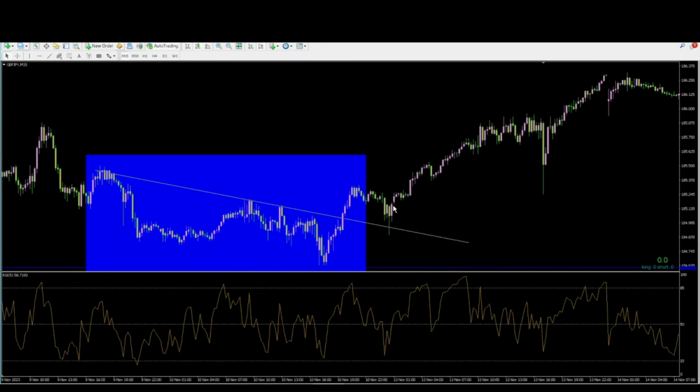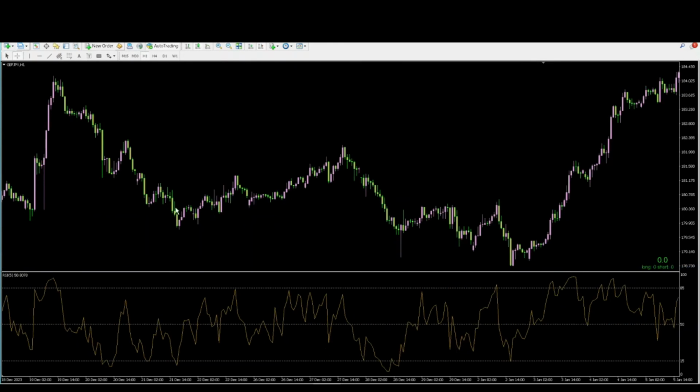I'm comfortable taking my proper risk, like 1%, 1.5%, whatever amount of risk I want to take. So I can take that risk and let the trade ride. In this way, let it hit the take profit, and you can manage it however you like. So this is the example of bullish divergence.